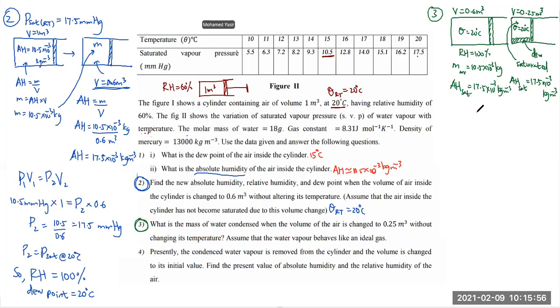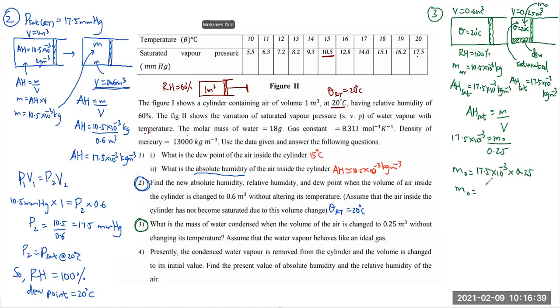All right, fine. So if I use that equation now, absolute humidity saturated is equal to mass over volume. Absolute humidity of saturated vapor is 17.5 into 10 to the power minus 3. The mass of water vapor remaining here, I'll take it as m naught. So m naught divided by the volume, 0.25 meter cube. Then m naught is going to be 17.5 into 10 to the power minus 3 multiplied by 0.25.